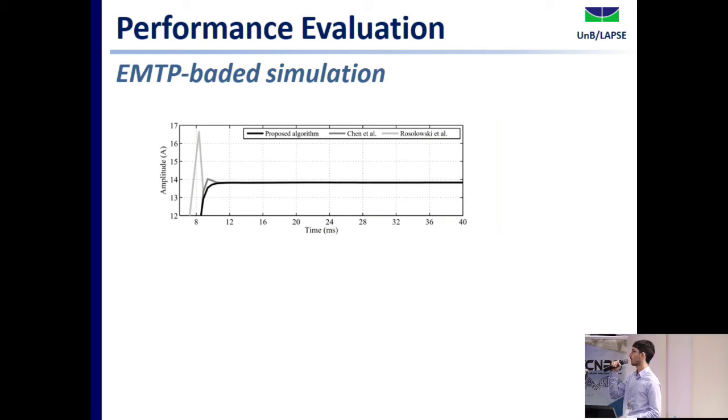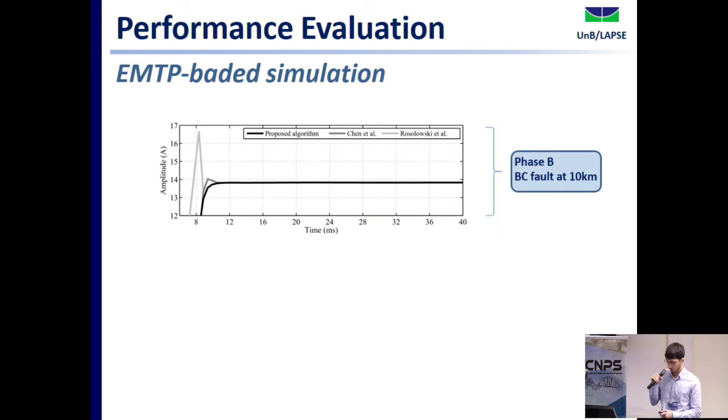So going through the results here, I don't know if you can see the colors properly, but this one is Rosolovsky, this other one is Shane, and that's ours here. You can see that it doesn't have any overshoot. It's very smooth, even though it's a little bit behind. There's a little bit of delay going on. And that's the B phase for a BC fault at 10 kilometers.